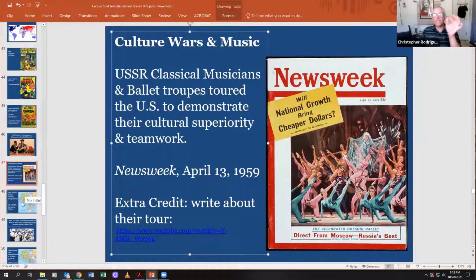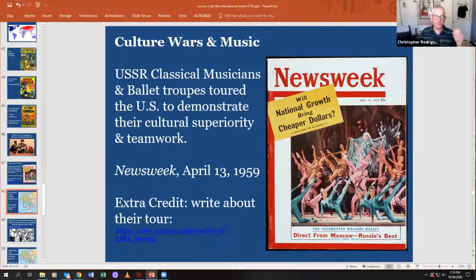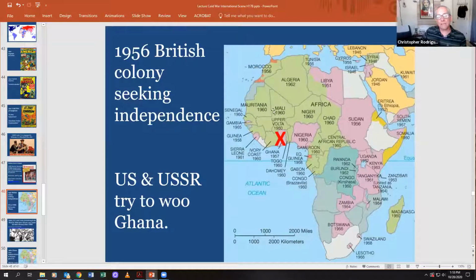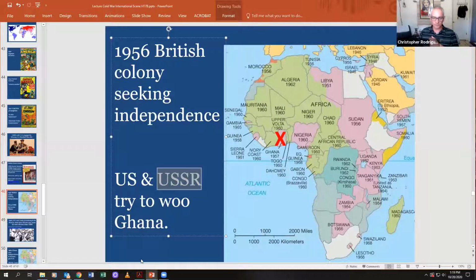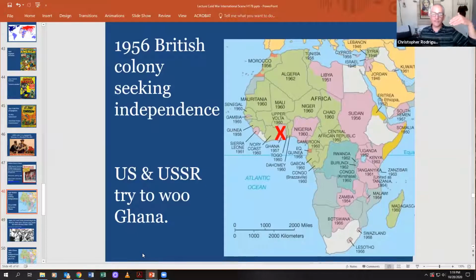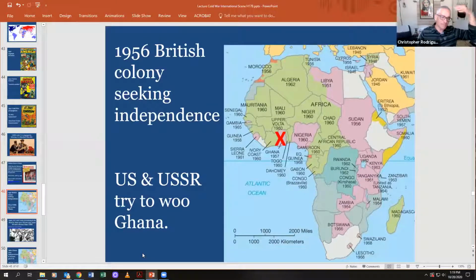So this is how the Soviet Union tried to influence emerging, developing third world countries, right? Send your ballet there. Or even tried to convince New Yorkers how cool the USSR was. So for example, the British colony of Ghana was fighting for and eventually won its independence from Britain. So what do the US and the Soviet Union try to do? They try to woo Ghana to be allies with them, with us.